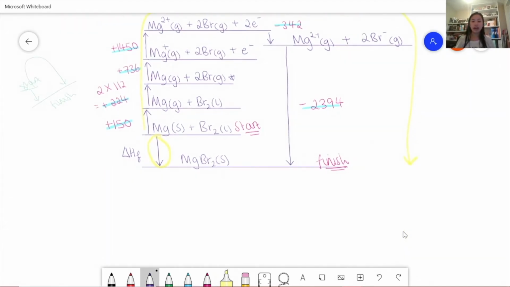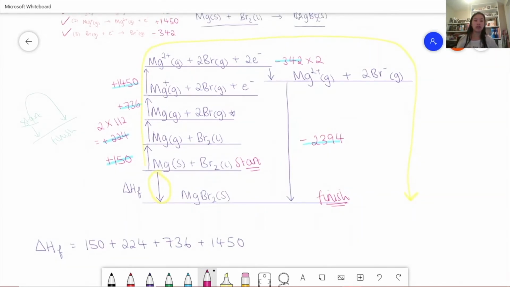So what we get is delta H of formation is equal to 150 plus 224 plus 736 plus 1,450. That's supposed to be minus 2 because we used 2 electron affinities of bromine, sorry. So that will be minus 342 times 2.